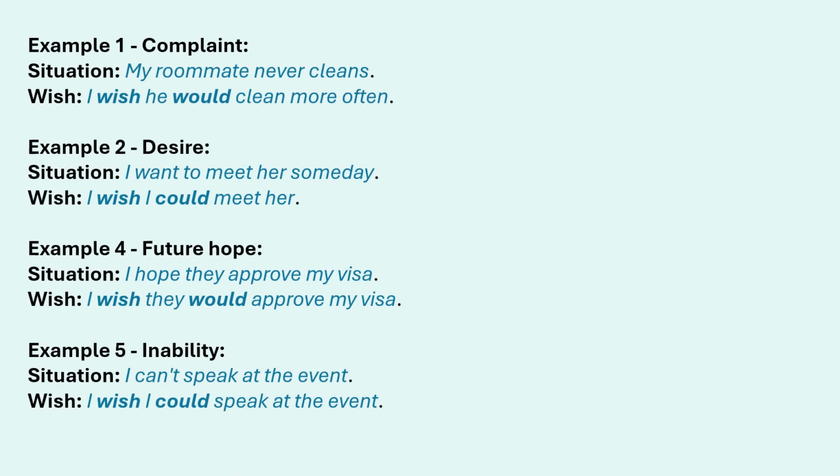Example 1. Complaint. Situation: my roommate never cleans. Wish: I wish he would clean more often. Example 2. Desire. Situation: I want to meet her someday. Wish: I wish I could meet her. Example 4. Future hope. Situation: I hope they approve my visa. Wish: I wish they would approve my visa. Example 5. Inability. Situation: I can't speak at the event. Wish: I wish I could speak at the event.